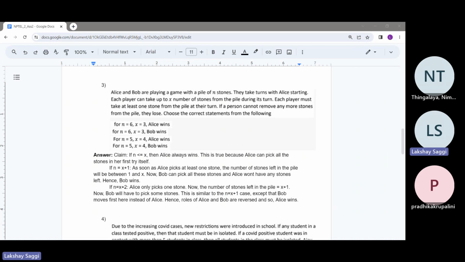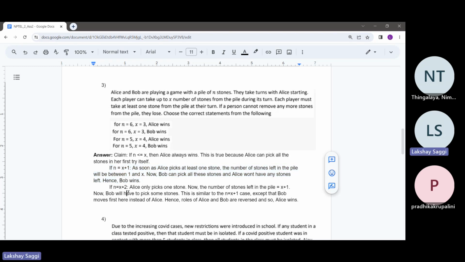So this is a bit tricky argument, but okay. So Nimita, you're saying, can you please explain how Alice wins in the second case? So in the second case, this was n equals 6 plus 1, right? n equals x plus 1. Do you want me to explain? Here Bob was winning, not Alice.